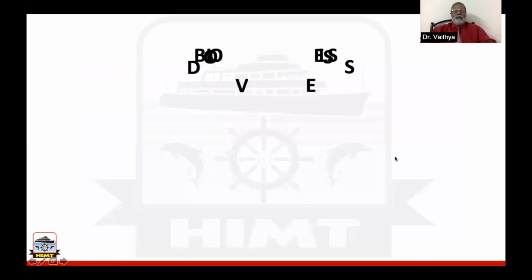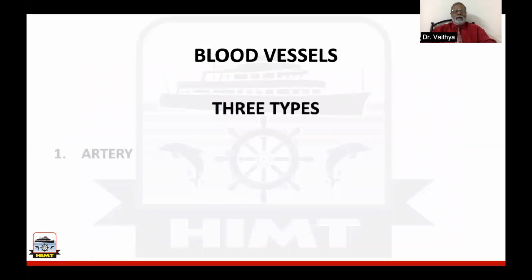Then blood vessels. We have 3 types of blood vessels: artery, vein, capillary. All 3 carry blood, but why are they named differently? Very simple. The heart works like a motor pump. What is the basic mechanism of a motor pump? Suction and discharge, isn't it?